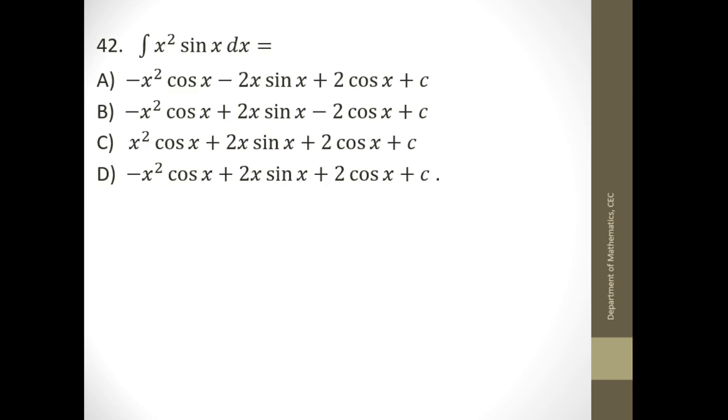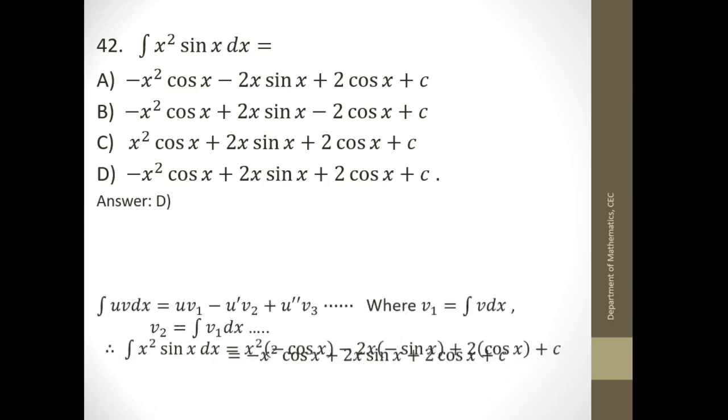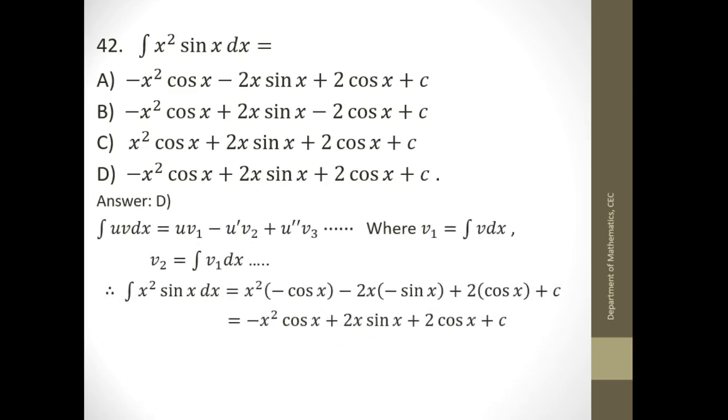This we already discussed in the previous class. So, just apply that rule. First function x square, derivative of x square is 2x. Again plus derivative of 2x is 2. And then integral of sin x is minus cos x. Integral of minus cos x is minus sin x. Integral of minus sin x is again minus of minus cos x, plus cos x, and simplify. So, answer is D.